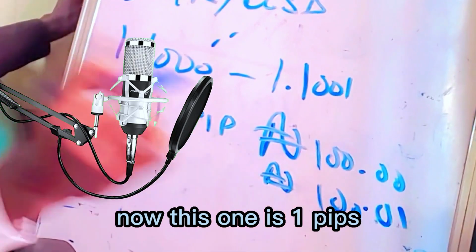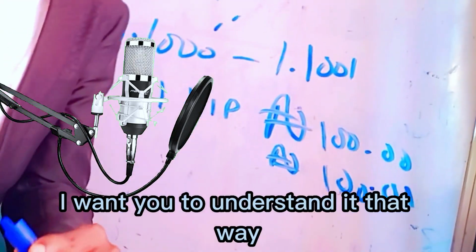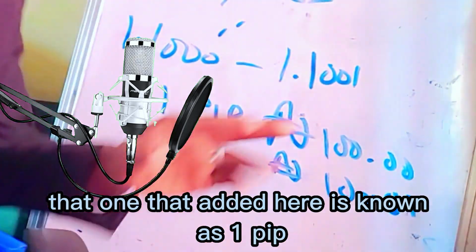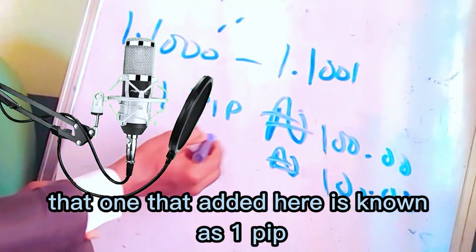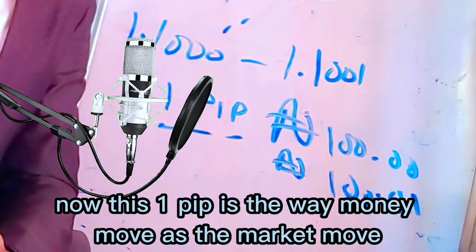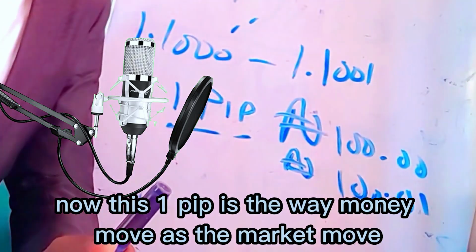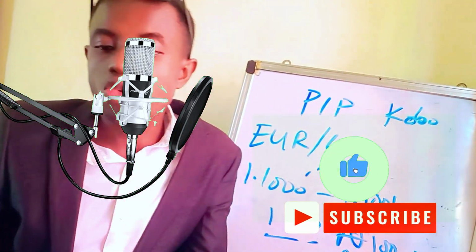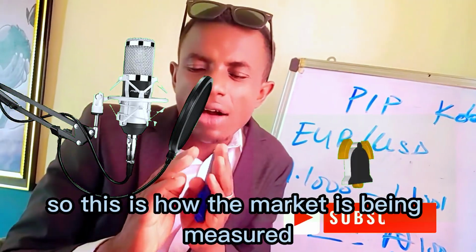Now this one is 1 pip. I want you to understand it that way. So in EUR/USD, that one that is added here is known as 1 pip. Now this 1 pip is the way money moves. As the market moves, if the market moves this 1 pip in your favor, you make money. If it goes against you, you lose money. So this is how the market is being measured.